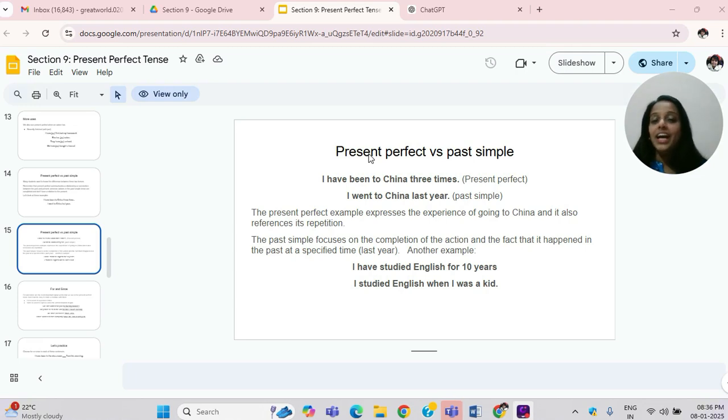Hello everyone. Have you ever wondered why we have two different ways to talk about the past? That's where the present perfect and the past simple come in. Understanding the difference between these two tenses can make your English more precise and natural. So let's dive deeper into their roles and learn how to use them confidently.